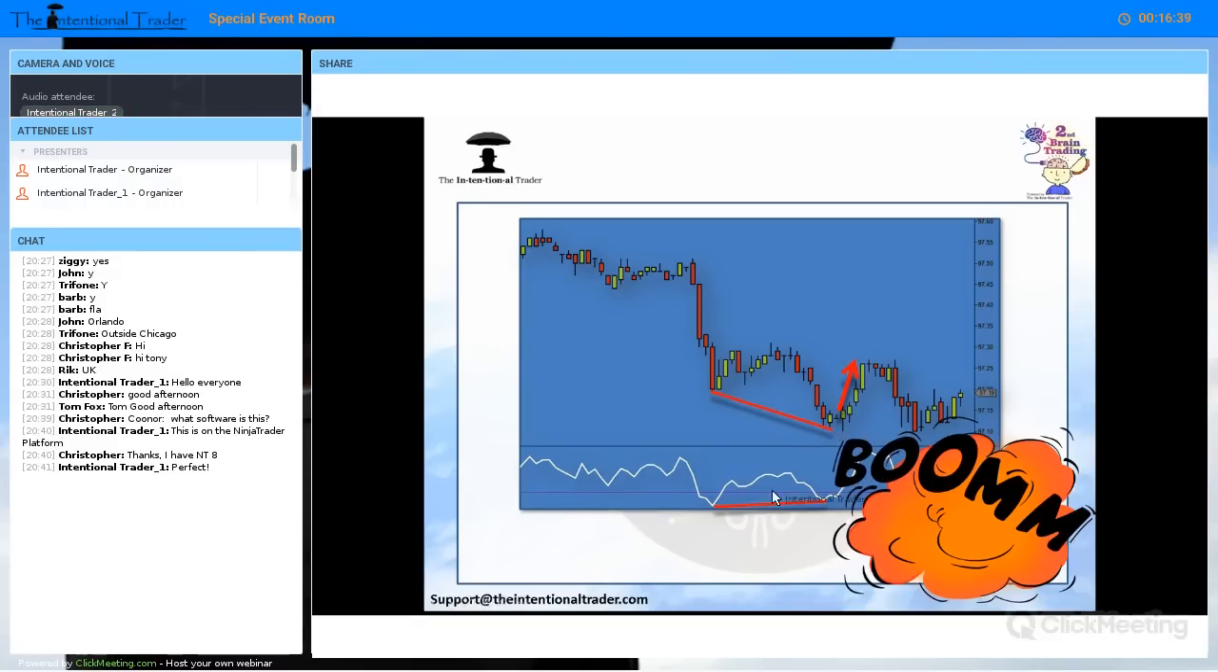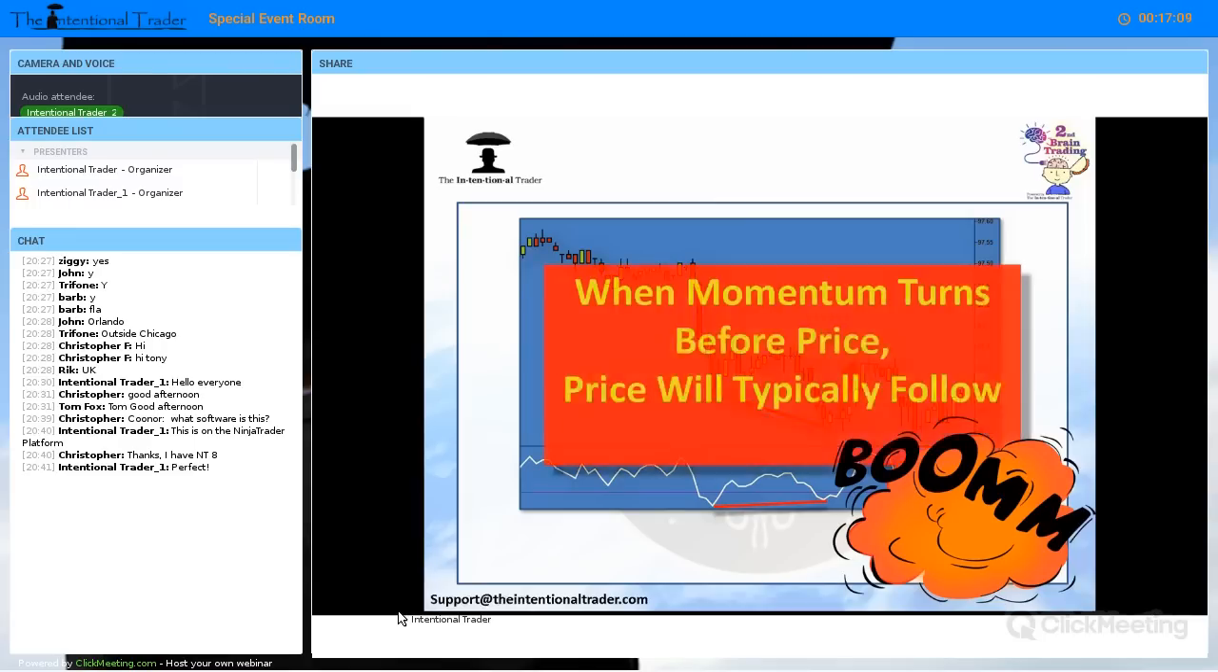Here's the kicker. When momentum and price get out of sync, price will almost always follow momentum. So what that means is, you notice that momentum is going up. Look what happens to price when that condition diverges right here at this point. Look what price does. The most important thing for you to get out of this event is that when momentum turns before price, price will almost always follow momentum. That's why it's a leading indicator. That's why it's so powerful.